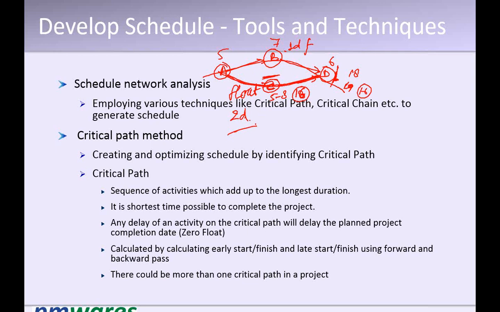Right? So to calculate the critical path, we calculate the float on each activity and figure out which activities have zero float. If you see, the float on this is 0, on this is 0, on this is 0. But this has a float of 2 days. So we see the activities that have 0 float, and you connect all those activities that have 0 float, you get the critical path.